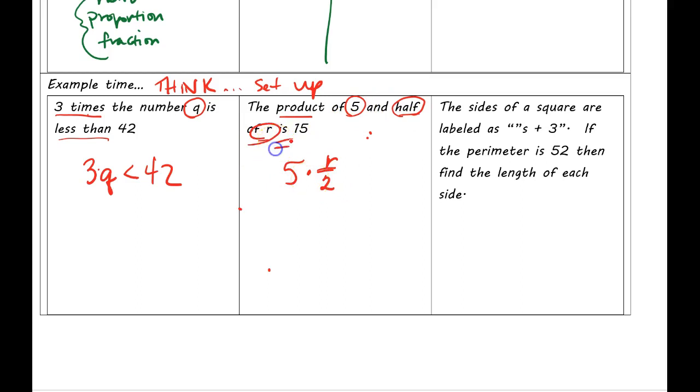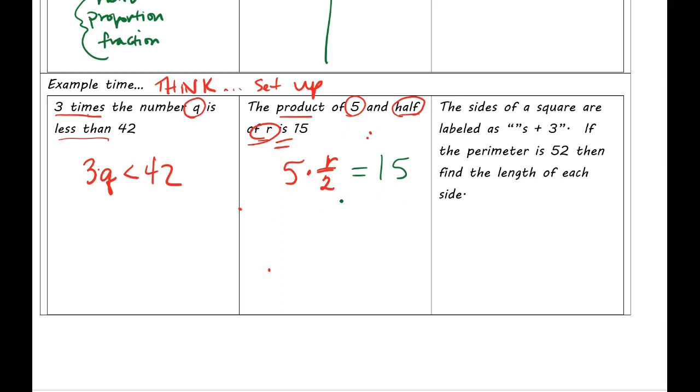Now the word is. Anytime I see the word is in a problem, if there's not any words after it, like in this one, is means equals, okay? And then I can put my 15. So here was the product of two things, and it is equal to 15. Now, it doesn't say to solve for r, we're just working on the setup. So this is how I would set this one up.